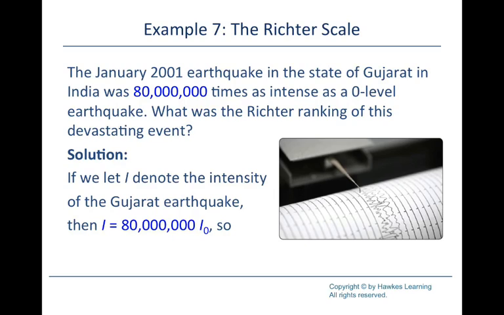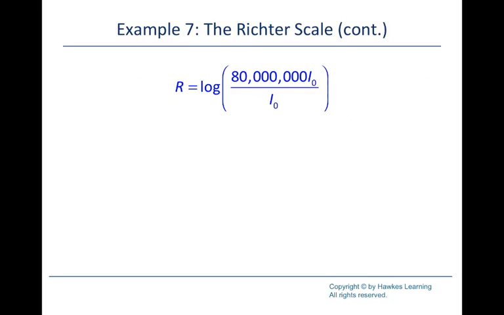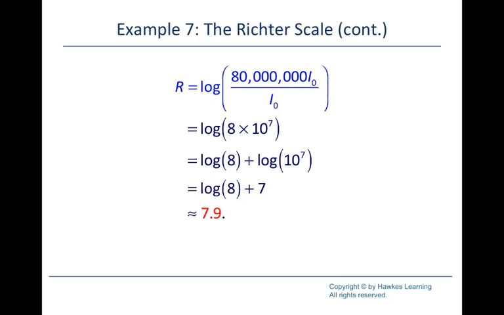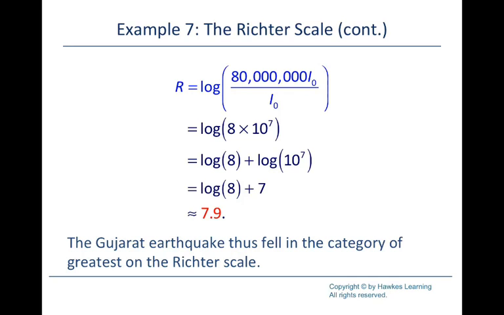So we have I as the intensity of the Gujarat earthquake. It's 80 million times I0. So 80 million times I0 over I0 is going to be the log of 80 million. I keep saying 80,000. It's 80 million, which is log of 8 times 10 to the 7th, which is the log of 8 plus the log of 10 to the 7th, which is 7. And that's 7.9, so it's in the category of the greatest on the Richter scale.